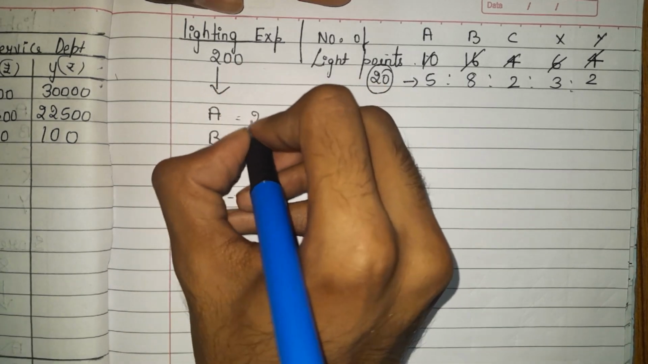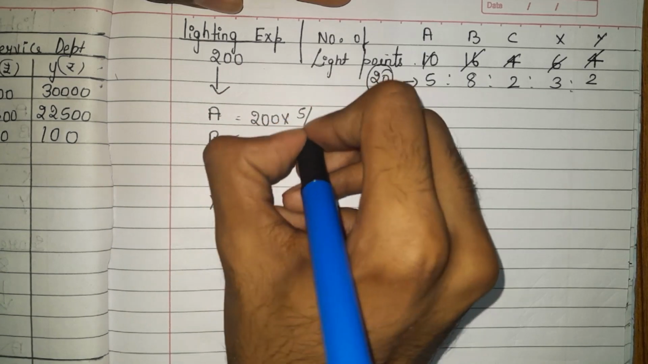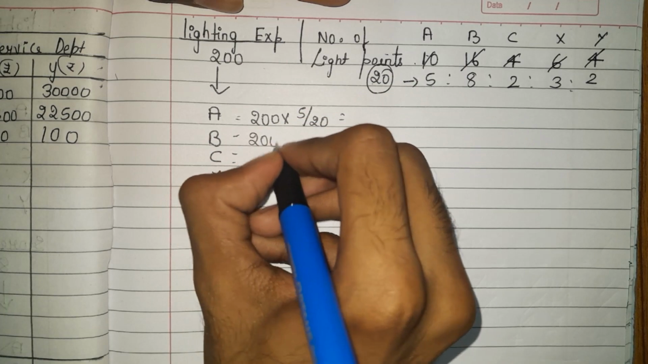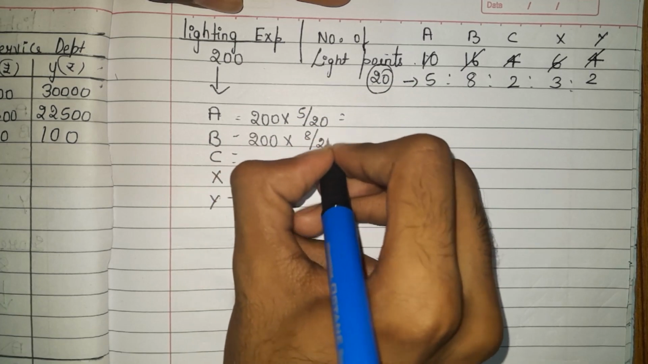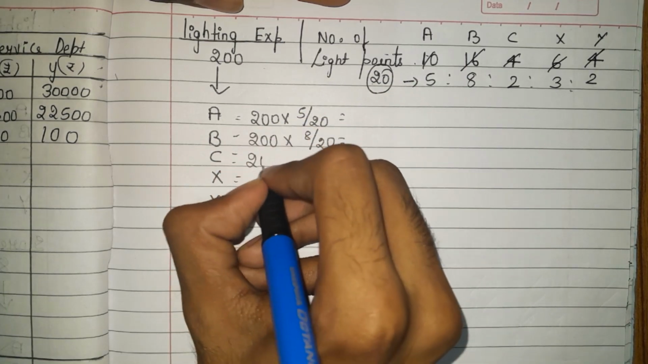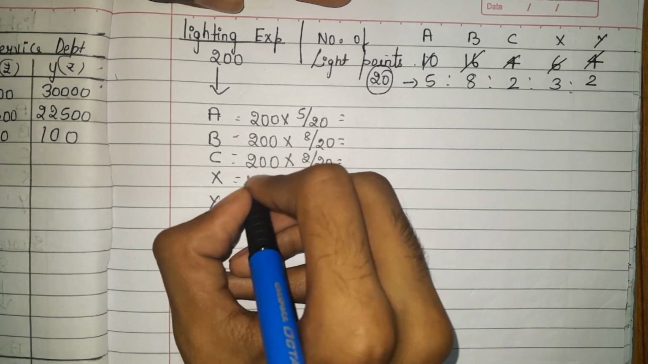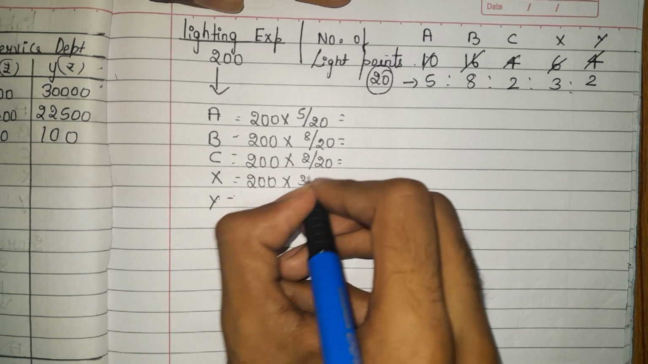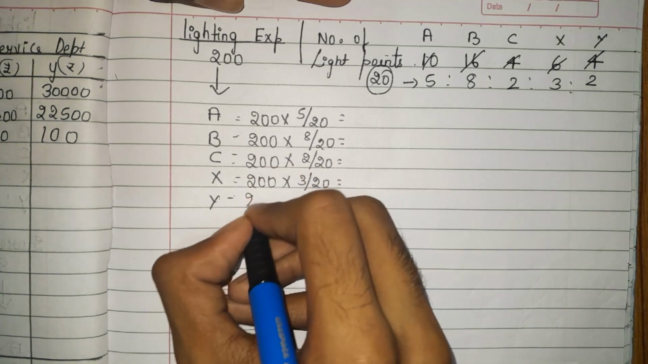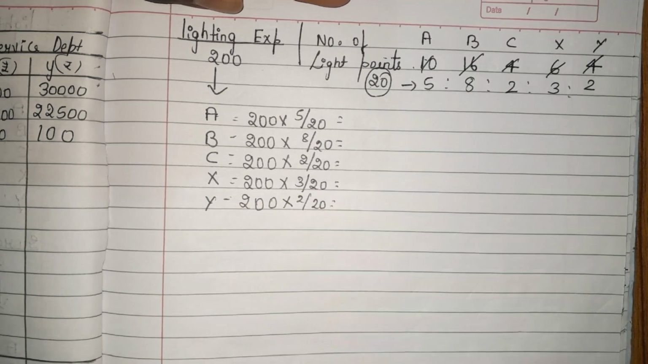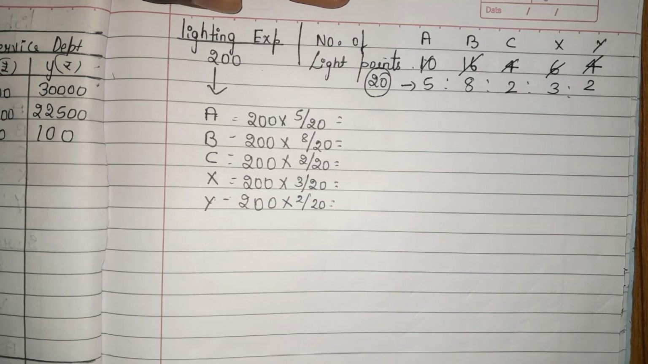So A department it will be 200 into 5 by 20, and B department it will be 200 into 8 divided by 20. C department it will be 200 into 2 divided by 20. X department it will be 200 into 3 divided by 20, and Y department it will be 200 into 2 divided by 20.